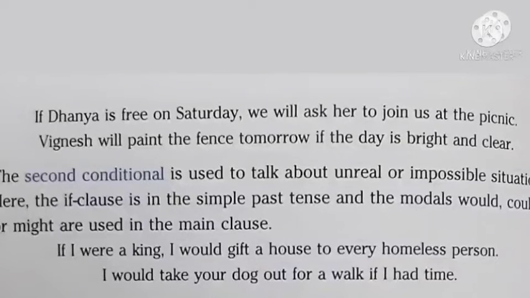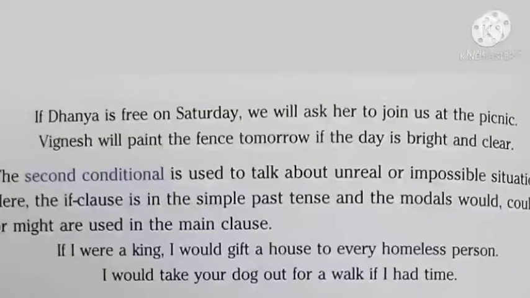Let's look at the next example. Vignesh will paint the fence tomorrow if the day is bright and clear. Vignesh will paint the fence tomorrow. That is the main clause, and the main clause is in simple future tense. How did you know that? By the usage of the word will. Next one, the subordinate clause: if the day is bright and clear, and it is in simple present tense. How do you know that? Because of the word is.